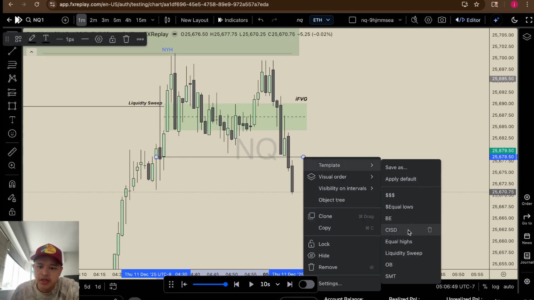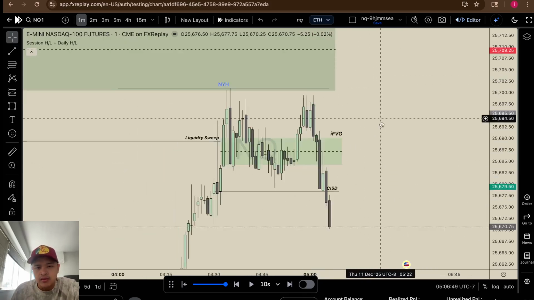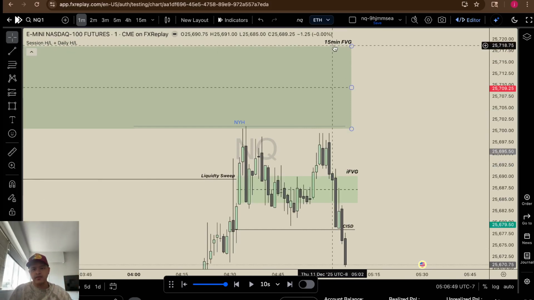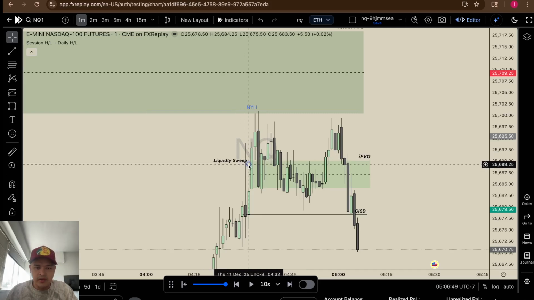Now we can look for trades. We got a change in the state of delivery. Number one, we got a higher time frame fair value gap tap. We swept some sort of internal liquidity.